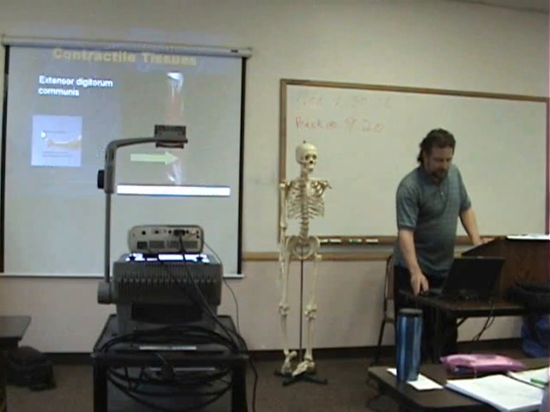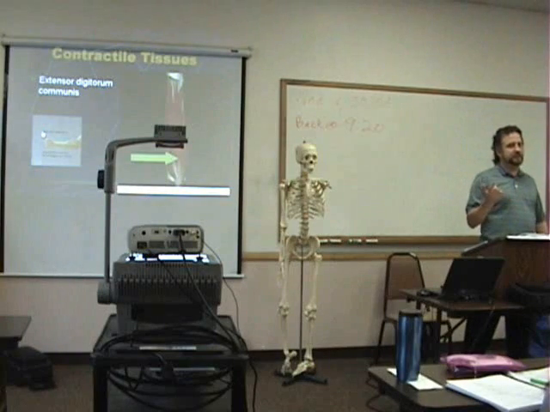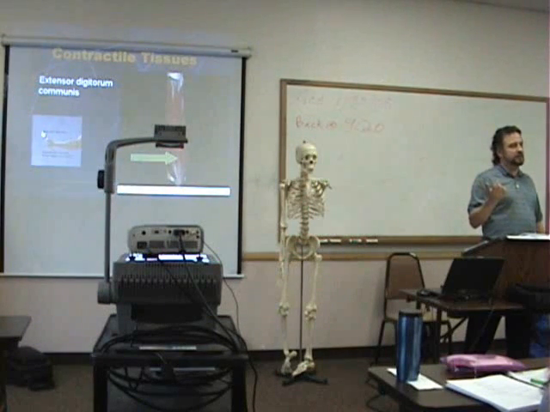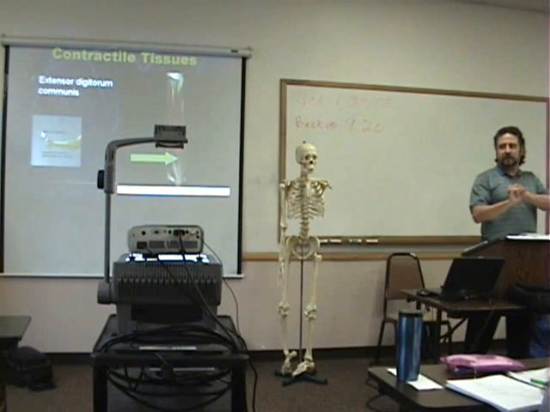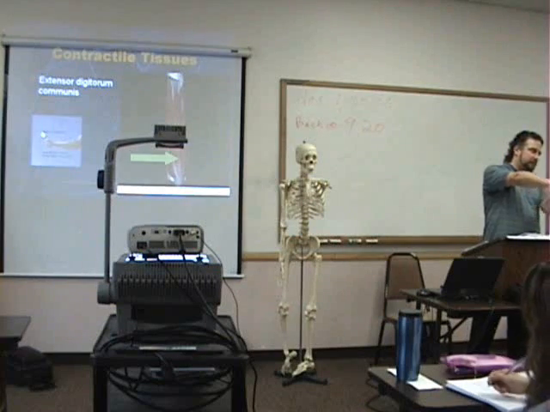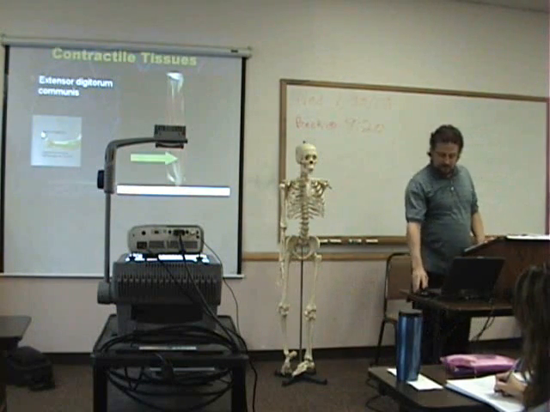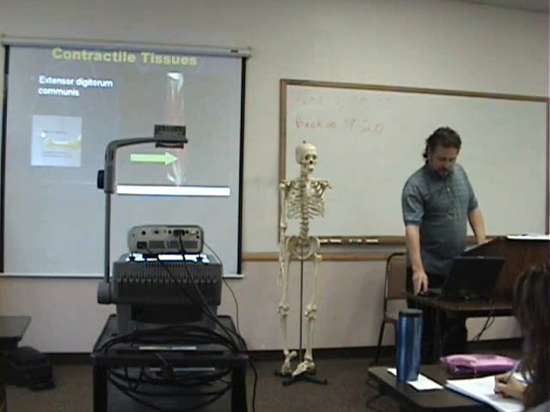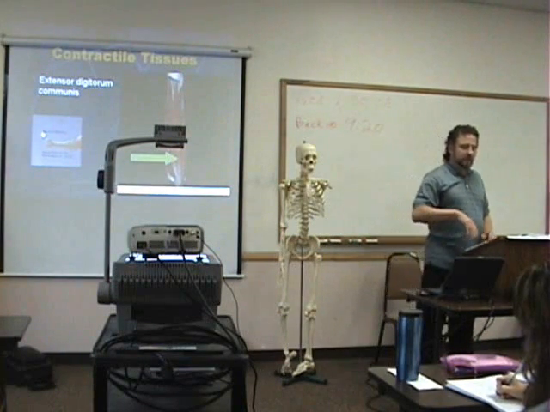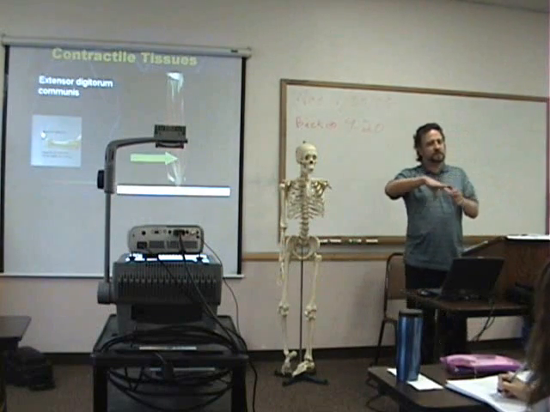Actually, there's going to be a test. So as far as special tests, what are the ways that we're going to do special tests for contractile tissue? Active resisted, or stretching at end range of passive range of motion. So we're going to do extensor digitorum communis. Basically, it's going to be this. This is your special test for that.